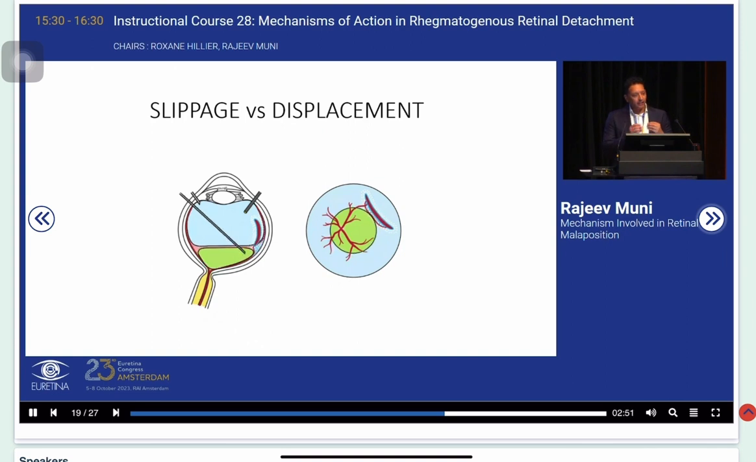Think of slippage and macular folds as a redundancy in the retina posteriorly. When you have redundancy posteriorly, the retina has to be stretched anteriorly. So you have stretching anteriorly, redundancy posteriorly. That's what you get with slippage and macular folds. Retinal displacement is the opposite location. You get stretching in the macula and redundancy in the inferior periphery where the fluid's been displaced.